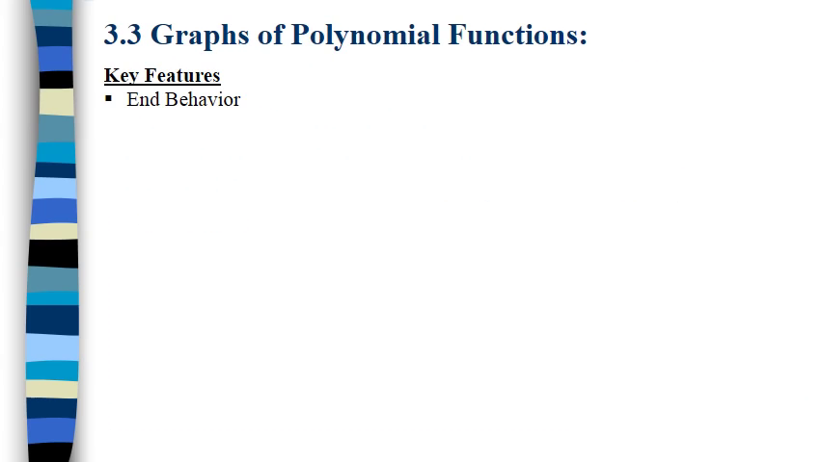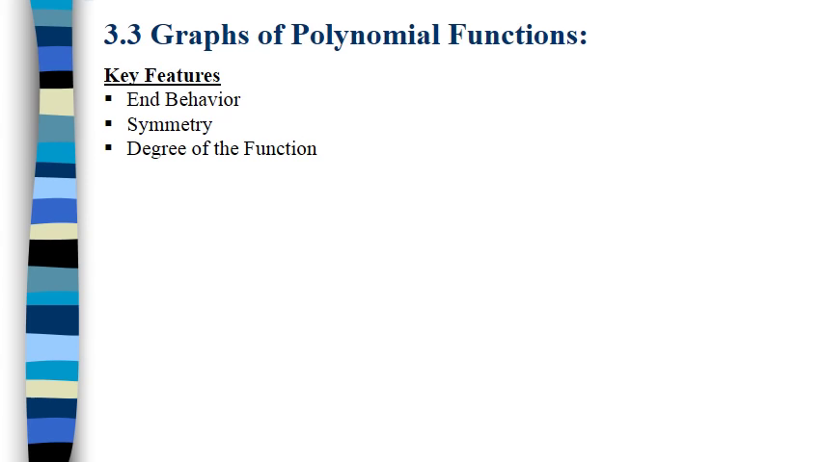First, let's go ahead and talk about some key features. So, of course, we're going to talk about the end behavior of the graph. We're also going to talk about the symmetry of the graph. Remember, even symmetry is symmetric about the y-axis. Odd symmetry is reflected about the origin, so around the origin.